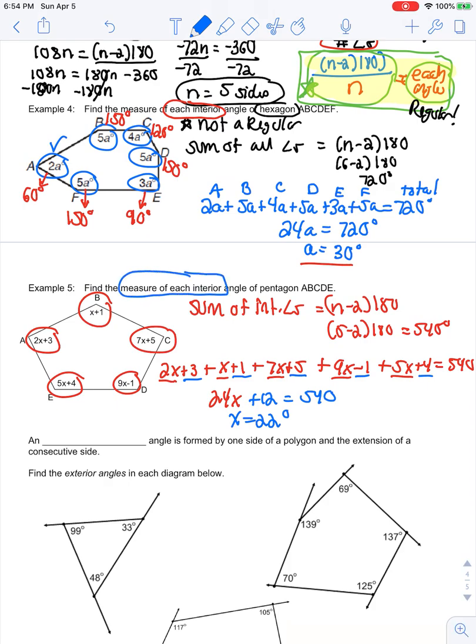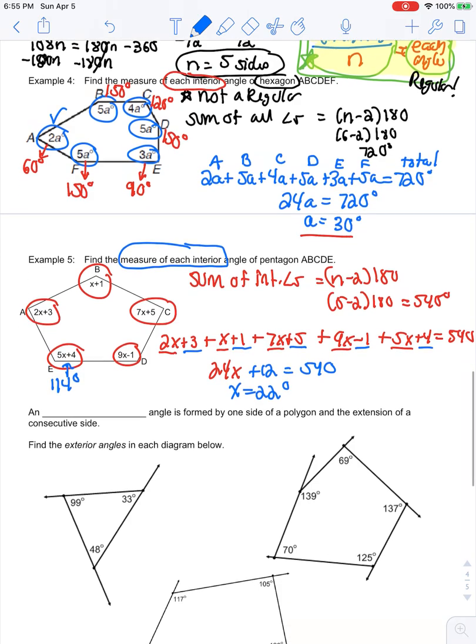Now, again, it does say go back and find the measure of each interior angle. So if we go back and plug 22 degrees back in, I'm not going to find all of them, but we can find the measure of each one by plugging in that 22 degrees. So this angle E here would be 114 degrees.